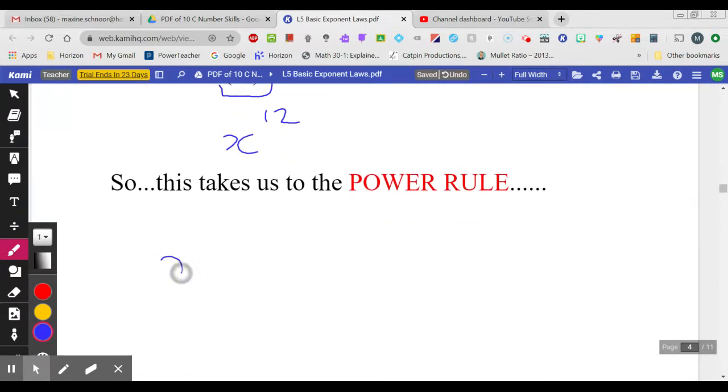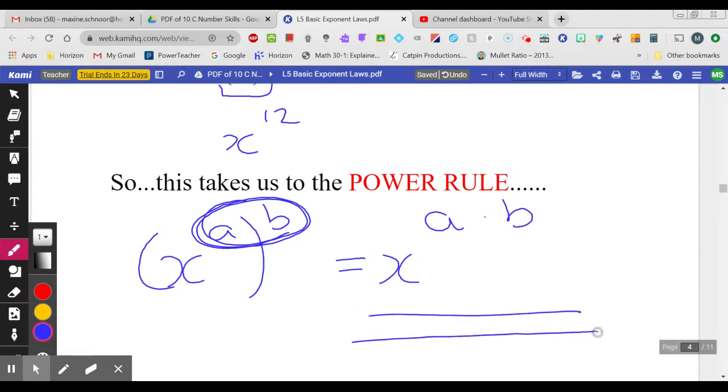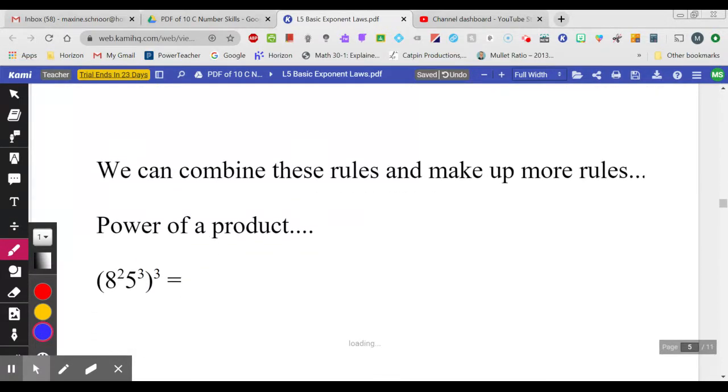So power rule says that when we have exponents, so when we have powers that are touching, we keep the base the same, and we multiply those powers. So those are your 3 main rules. So in Math 10C, we're going to actually introduce you to 2 brand new rules that you didn't see in grade 9, but we're also going to take it one step further. We're going to start combining rules.